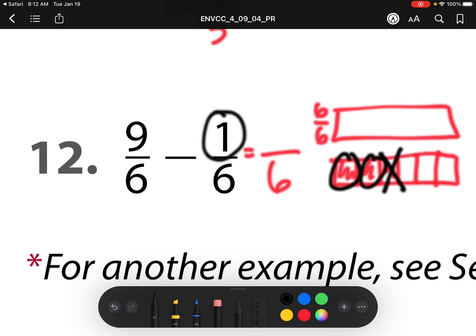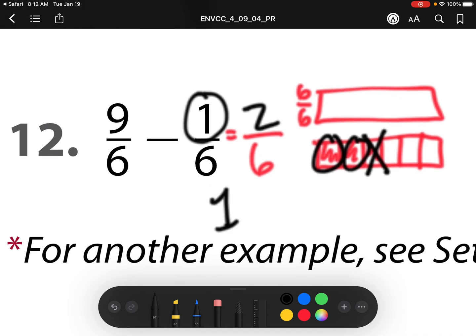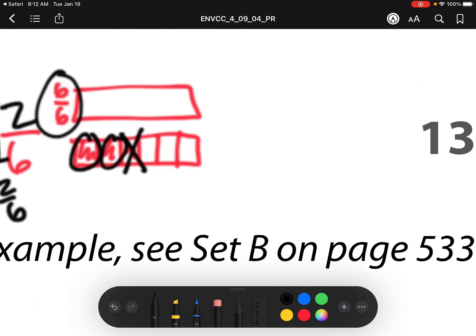We're left with 1, 2. We're left with 2 6. So what do we have? We have one whole and 2 6. That one whole again coming from that whole we started out with.